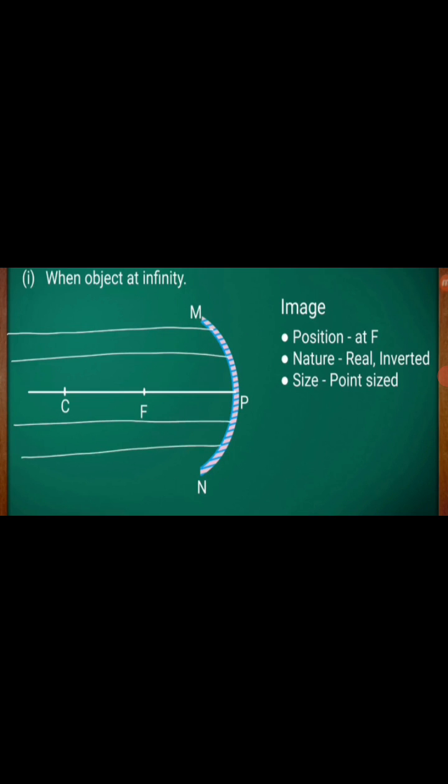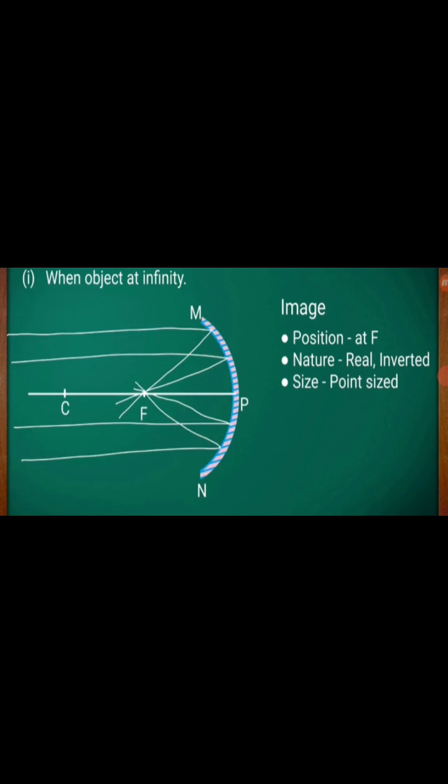So be attentive and listen carefully to what I am going to explain now. Now the very first case is when the object is at infinity. Suppose the object is somewhere far away, and the light rays are coming from there and falling on the reflecting surface of a concave mirror. According to the first rule we have studied, wherever the light ray is parallel to the principal axis, where does it have to pass through? Of course, it passes through the principal focus. Therefore, all the light rays will pass through the principal focus.